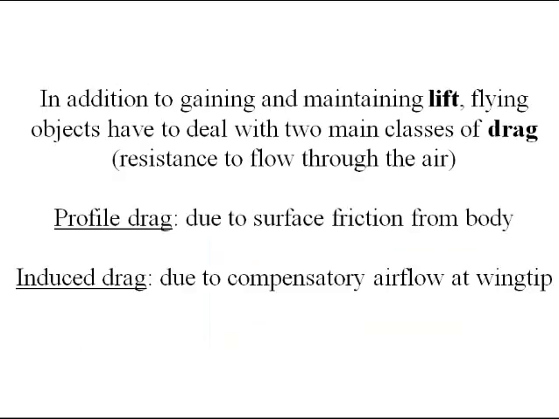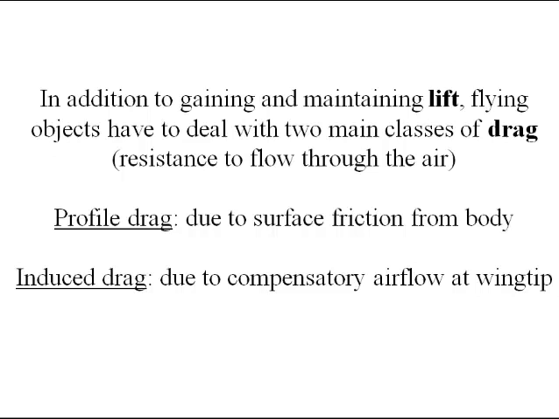Okay, in addition to these ways of gaining lift, flying objects have to deal with 2 classes of drag, 2 main classes. We'll just break it down into 2. And drag is resistance to flow through the air. Okay, so things that resist airflow are drag. There's 2 main kinds, profile drag and induced drag. Profile drag is due to the surface friction of the object, or in the case of birds, its body.